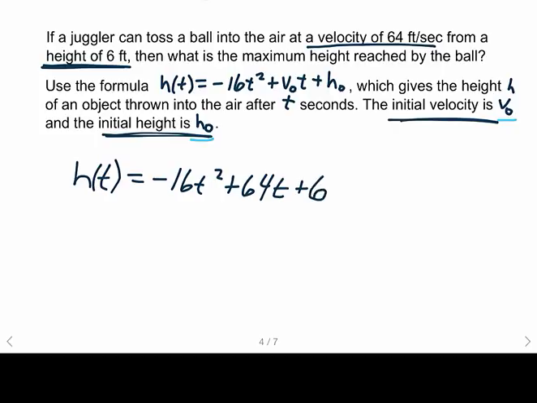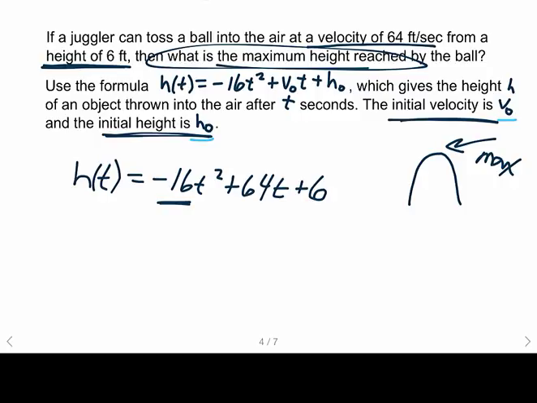So our function is actually h of t equals negative 16t squared plus 64t plus 6, which has a graph of a parabola, and because the leading coefficient is negative, it would open down. Therefore, it has a maximum value. Here we're asked for what the maximum height is that's reached by the ball. That is going to be a y answer. Therefore, what I need is h of negative b over 2a, the y coordinate of the vertex.